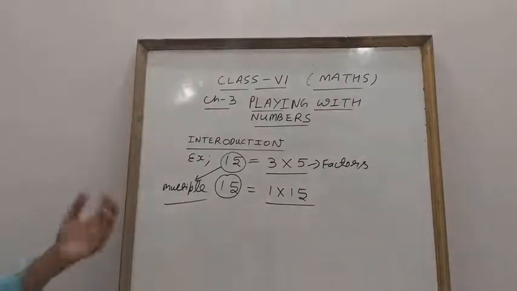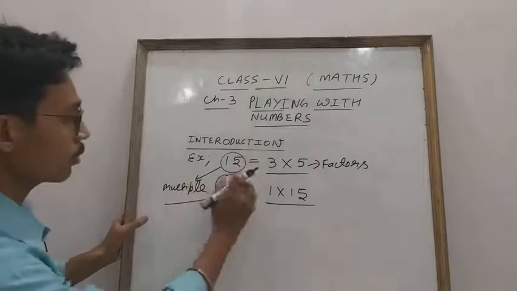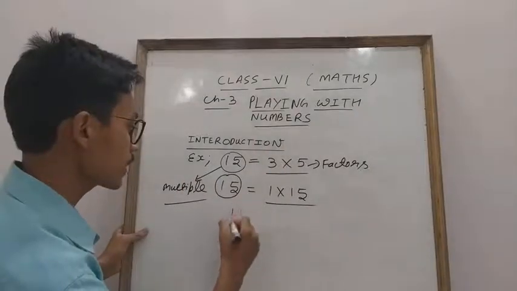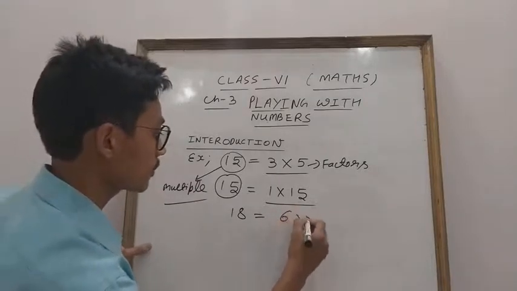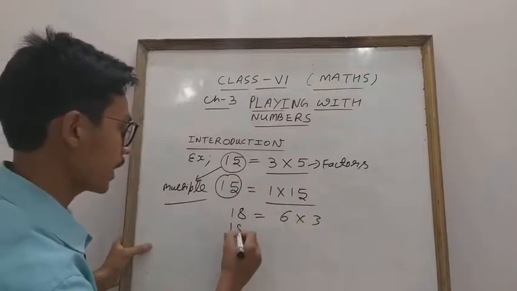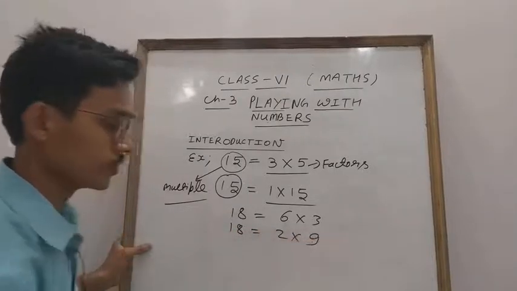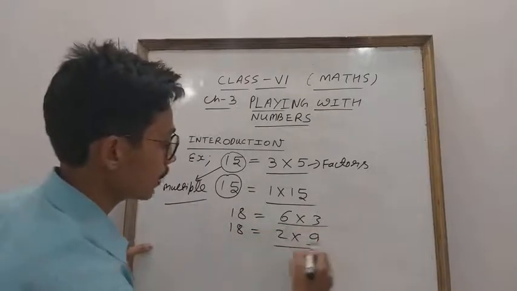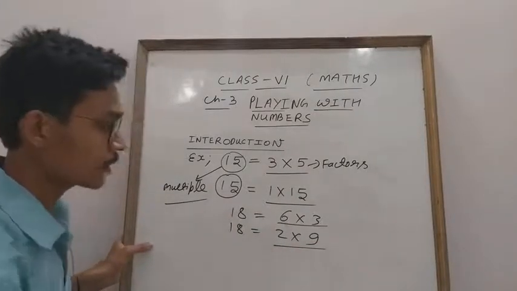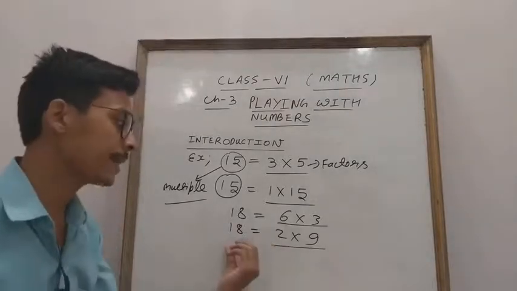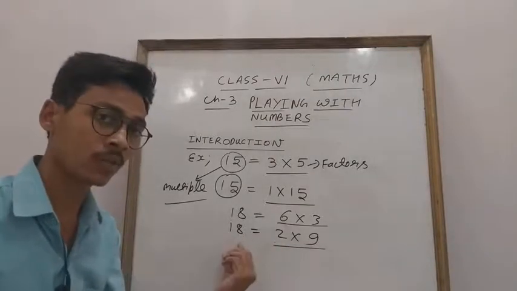3 and 5 are the factors. Why? Because 3 and 5 divide 15 properly. Clear, students? And 15 is the multiple, because 15 will come in the table of both 3 and 5. Similarly, you can take another example, 18. Here I can write 6 multiplied by 3, or 18 as 2 multiplied by 9. So 2 and 9 divide 18 perfectly. This is our factors, and 18 will come in the table of 2 and 9, so this is known as the multiple.